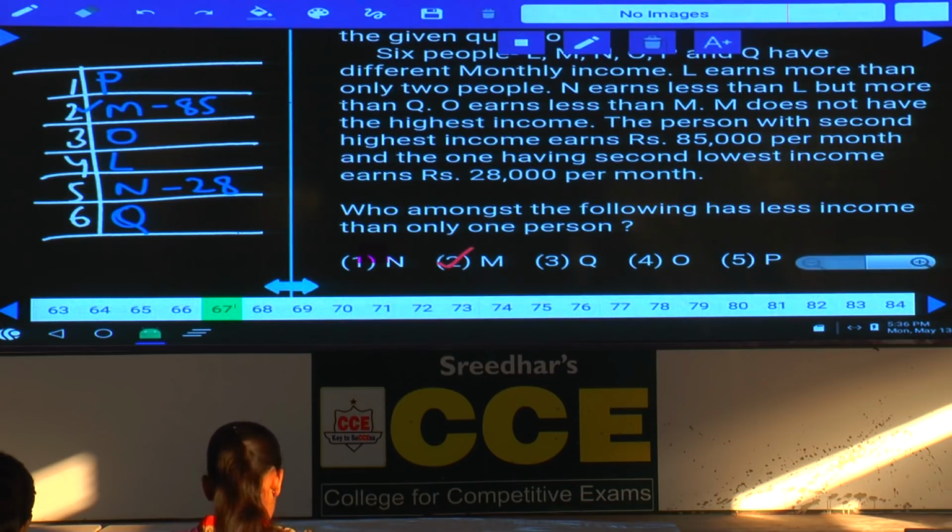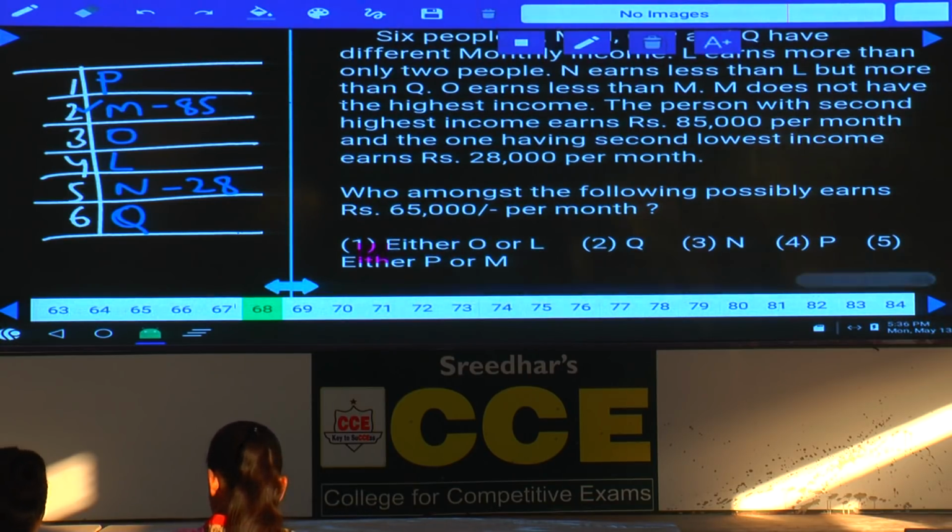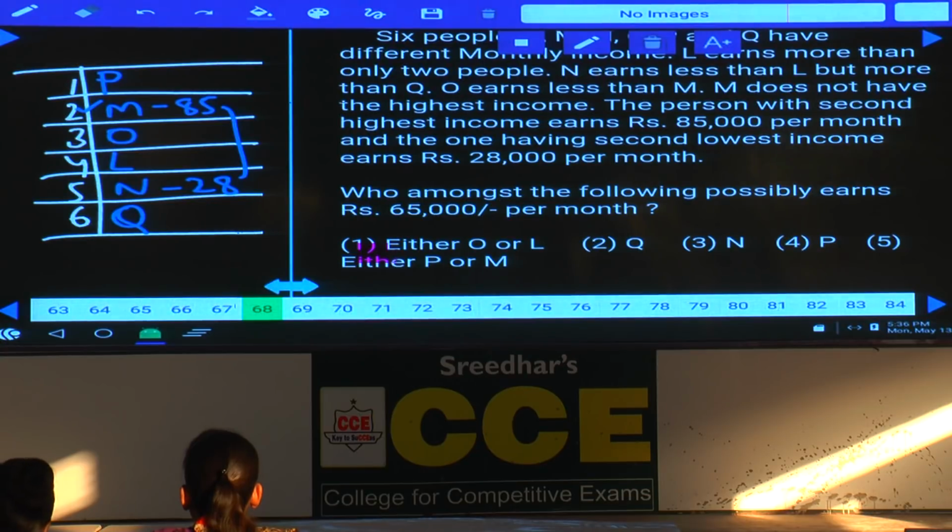Then question number 68, who among the following possibly earns 65? Now 65 is in between this 28 and 85. And who is that person here? Either O or L. Either O or L, choice 1. 68, it is choice 1.